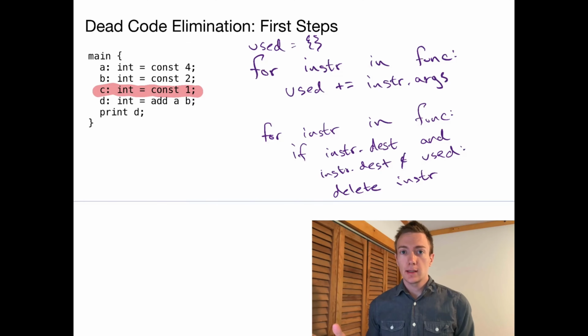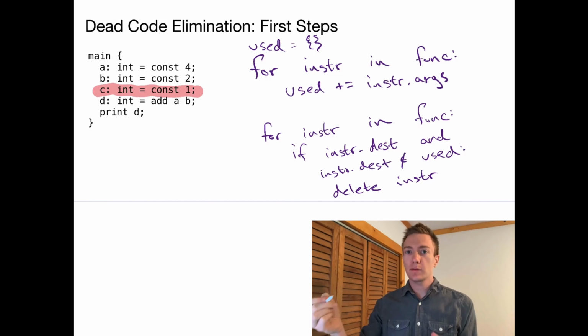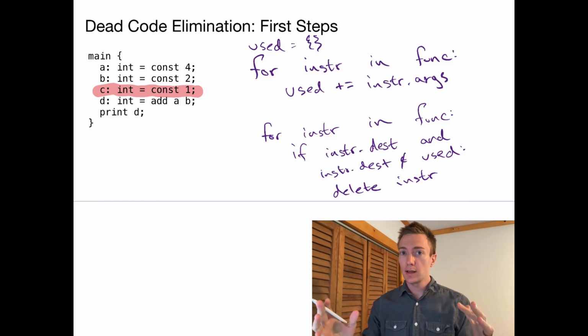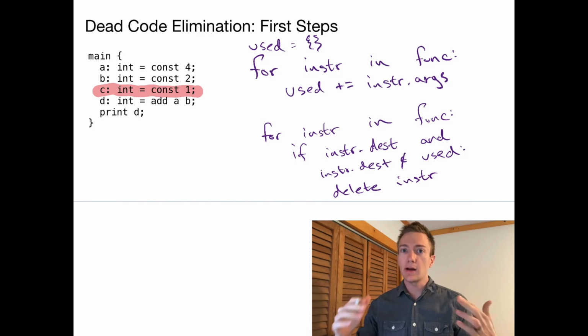Here's my pseudocode. It works in a kind of two-pass style. There are two loops. The first loop loops over all the instructions and accumulates a big set of all the variables that are ever used anywhere in the function. The second loop goes over all the instructions a second time and looks for instructions that have a destination, and that destination is not in the used set, and it deletes those instructions.